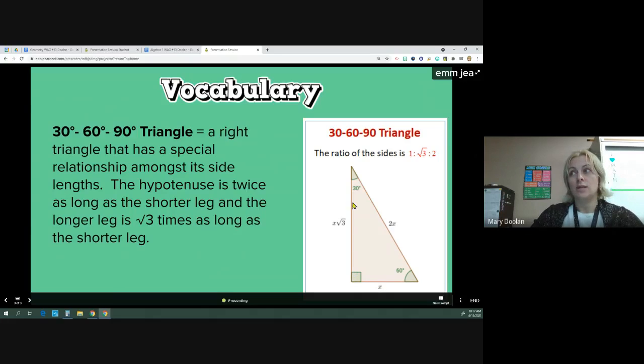And then the relationship here, this longer leg, the side of the triangle that connects the 90 degree to the 30 degree angle, is exactly square root of 3 times the shorter leg. So if you know any one of these, you can figure out the other two using either multiplication or division. And that's what we're going to do today. We're going to solve a right triangle that is a 30, 60, 90 triangle.